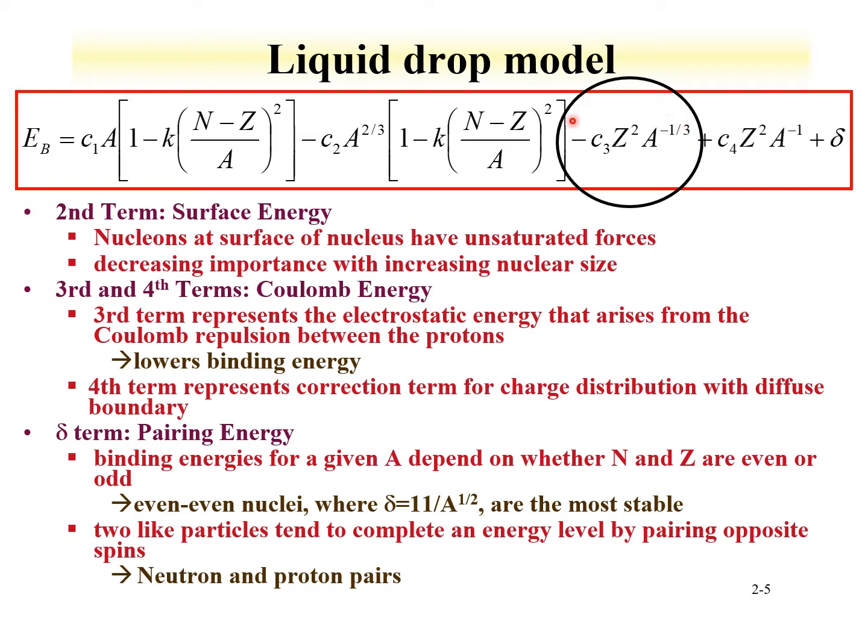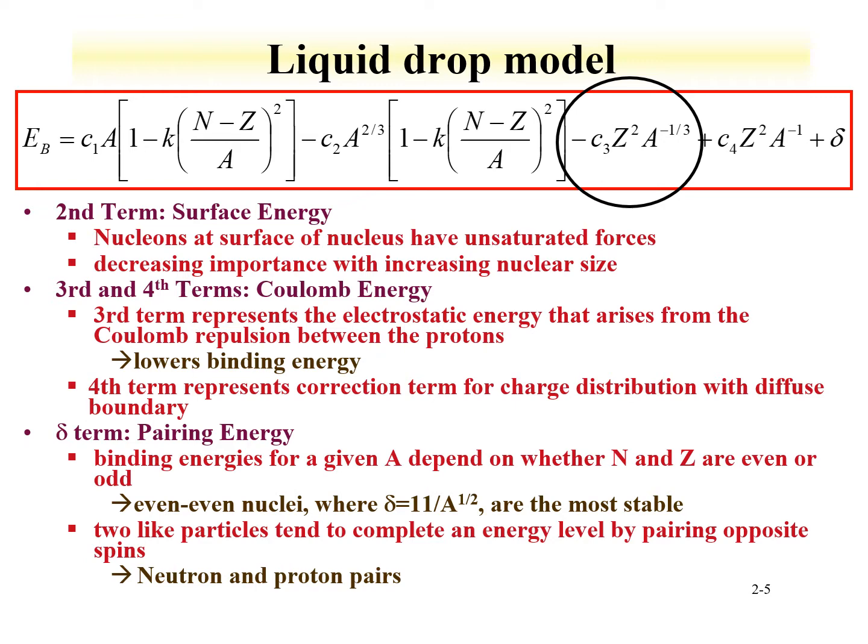The fourth term represents a correction term for charge distribution within a diffuse boundary. So now this is bringing in a recognition that the boundary of the nucleus isn't a sheer drop-off, that you get nucleon density changes close to the edge of the nucleus. And then the final term, you see that's our fourth term that we were talking about, the Coulomb.